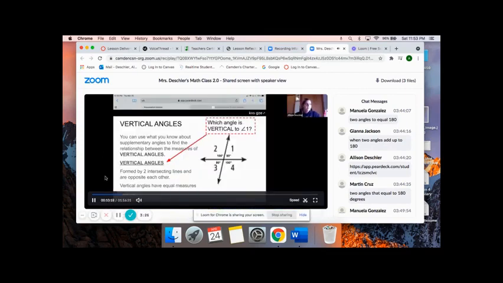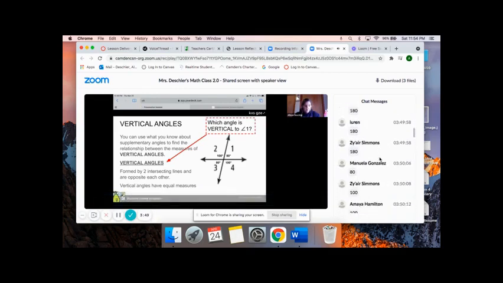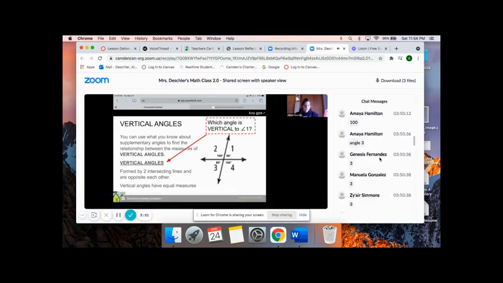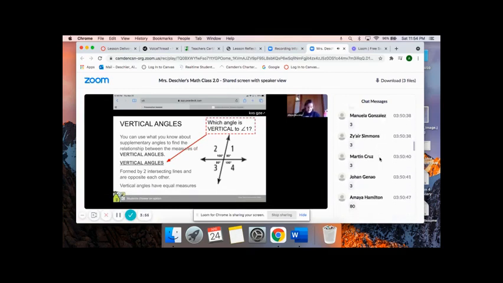All right, I see 4 people have it so far. Please respond on your pair deck slide if you didn't notice that question box. Waiting on 3. Manuela, check your work. Justin Martin, check your work. You're looking for the one that has an equal measure to angle 1. It should be angle 3, because they would both be 80 degrees.